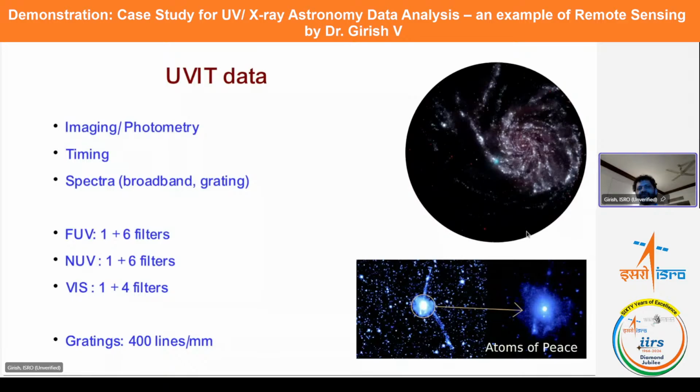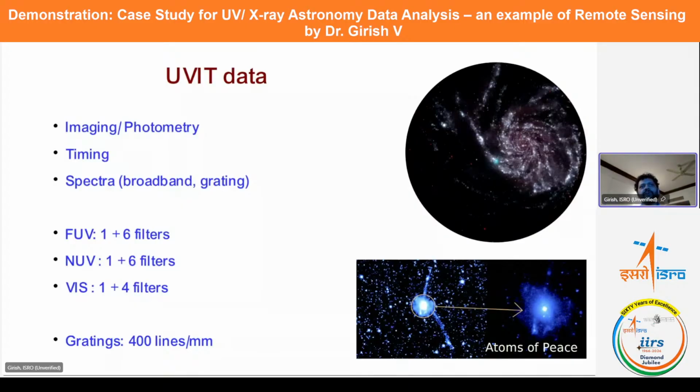So these are some pictures taken with imaging. On the right side, the blue dot very close to the center is a supernova which happened in a galaxy, and this was caught by UVIT. I had another image taken before this where the supernova was not there, but I forgot to add that. And the one below is called an atom of peace. You can clearly see the extension of emission from this particular galaxy.